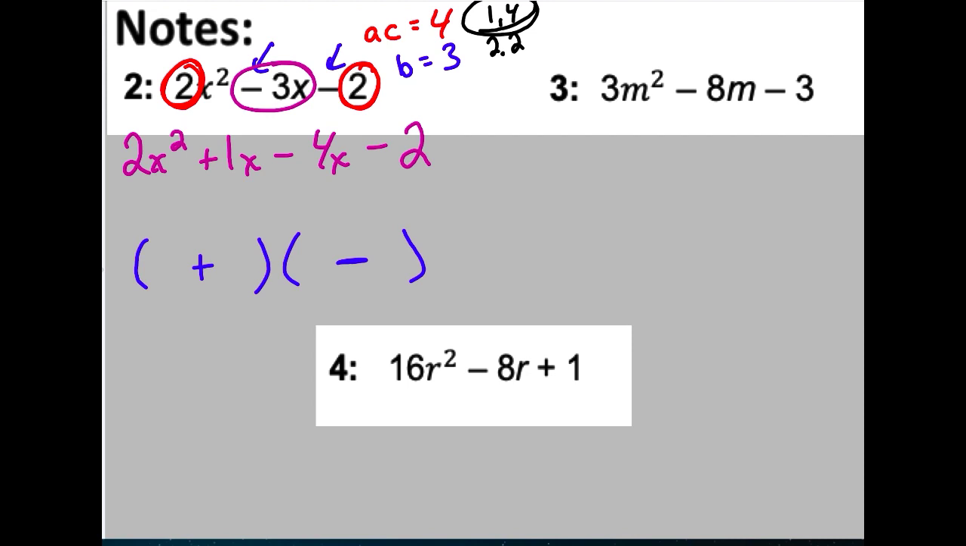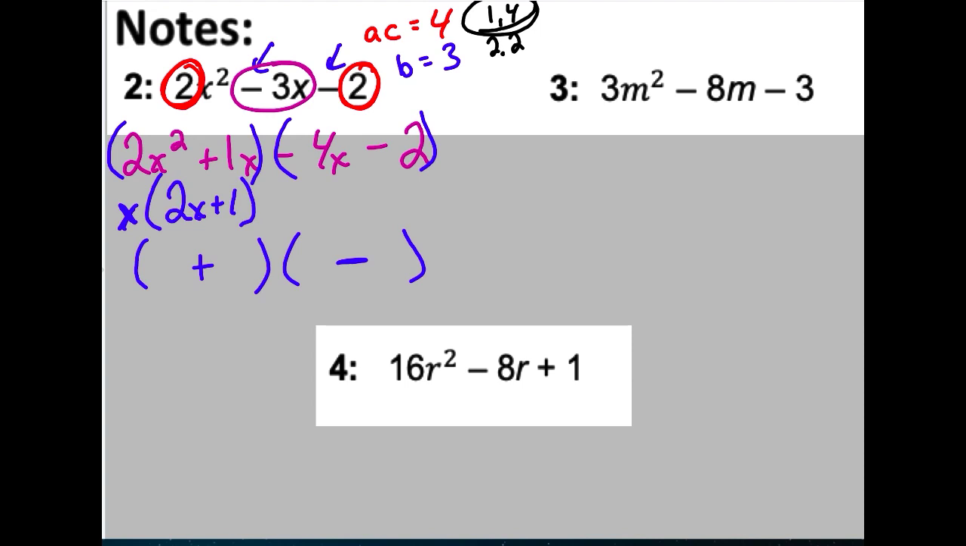All right, next step. Kind of think of it as 2 halves. I'm going to factor each one of them by itself. So 2x squared and 1x. What could I factor out of both of them? Well, they both have an x in common. And if I took an x out, I would be left with 2x plus 1.